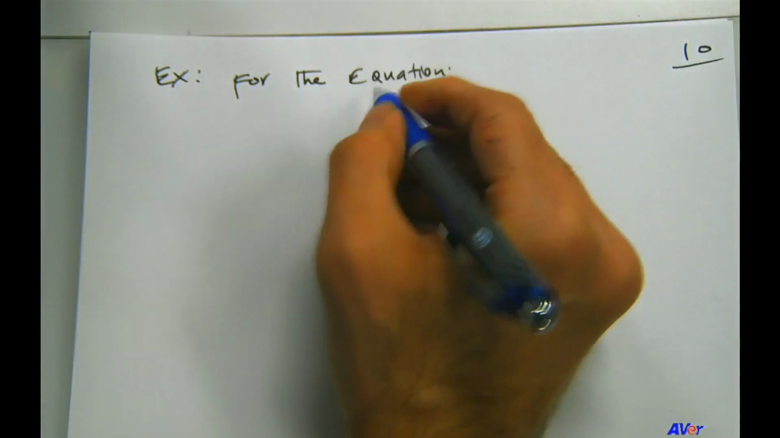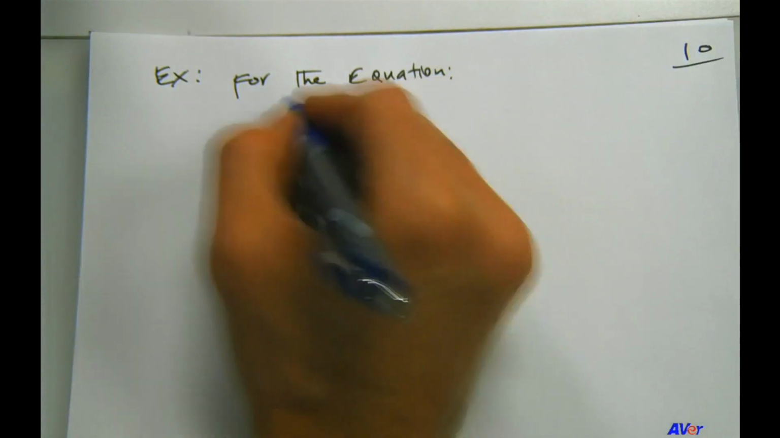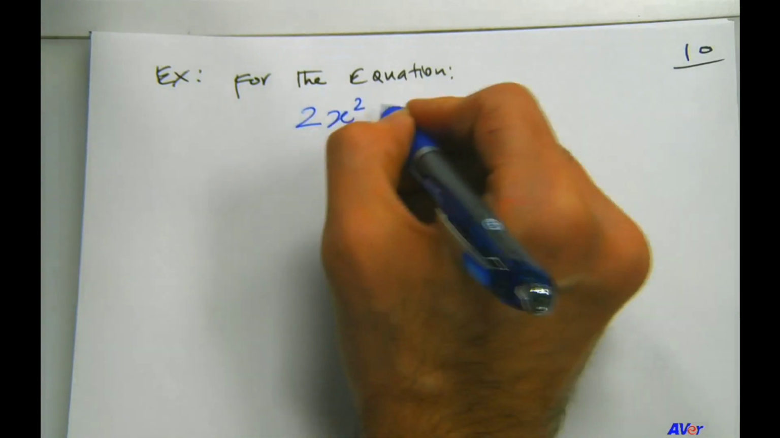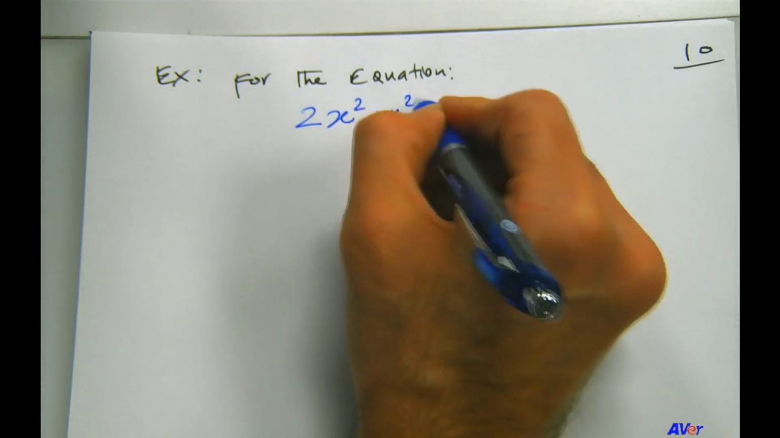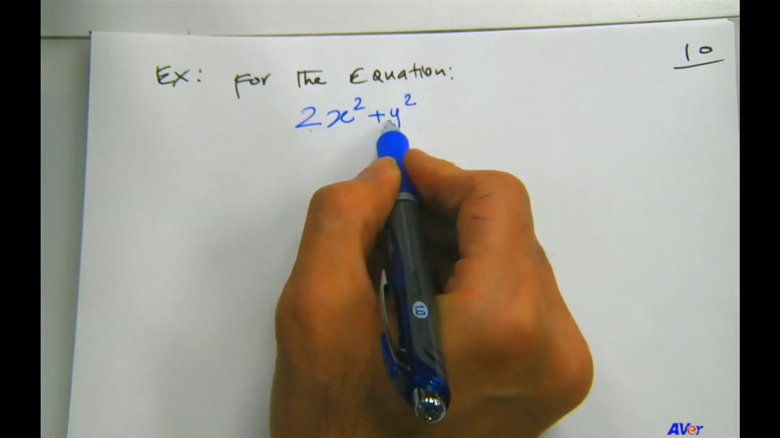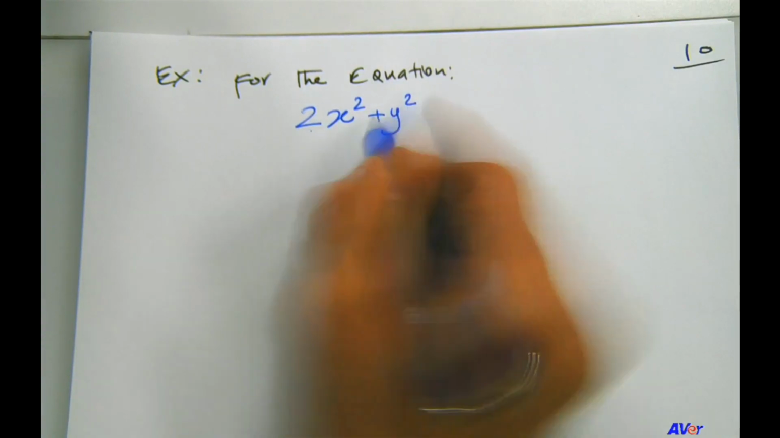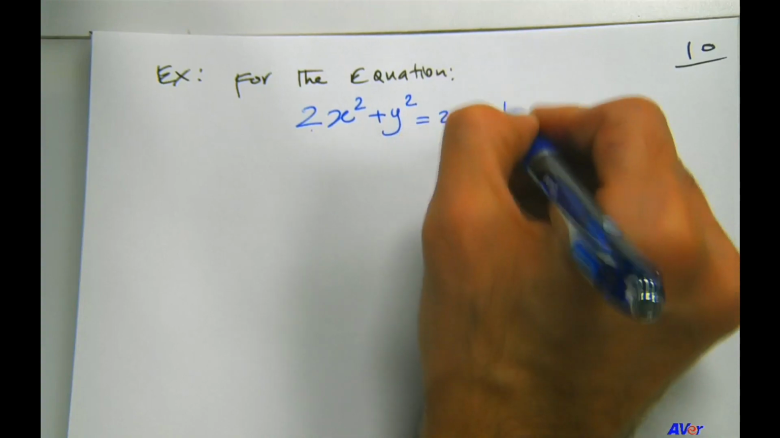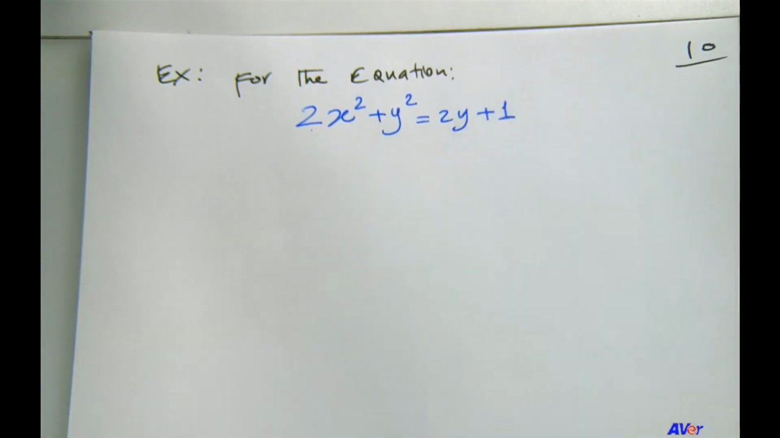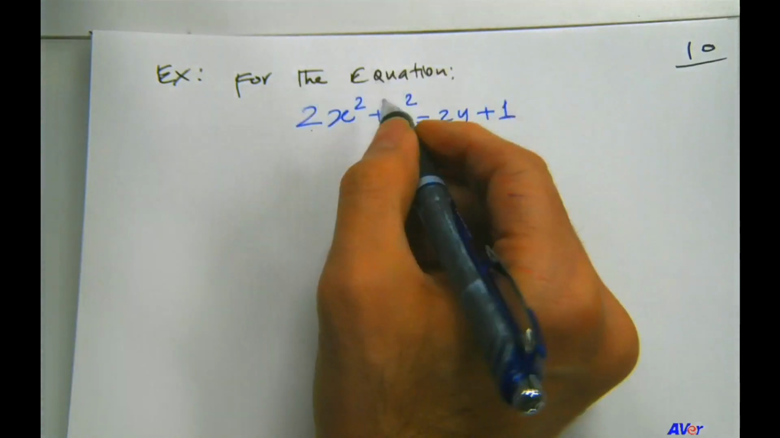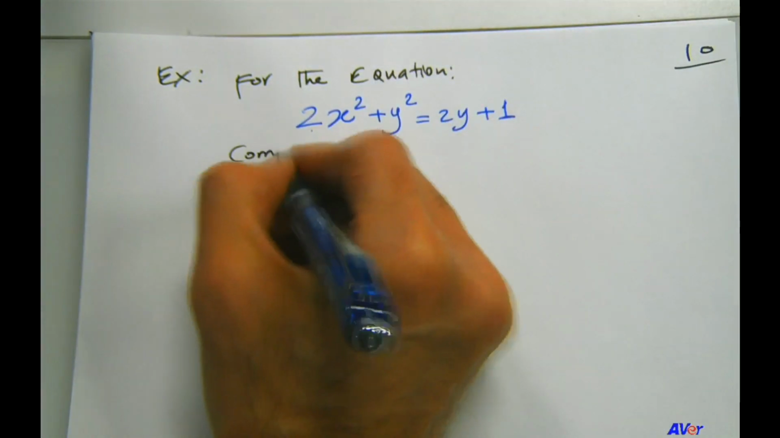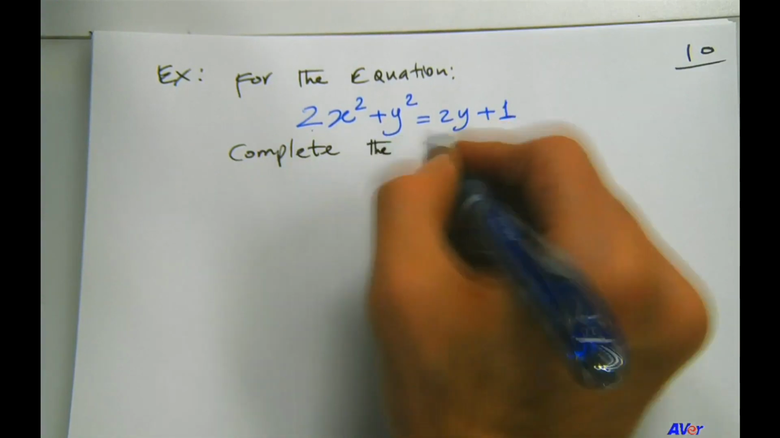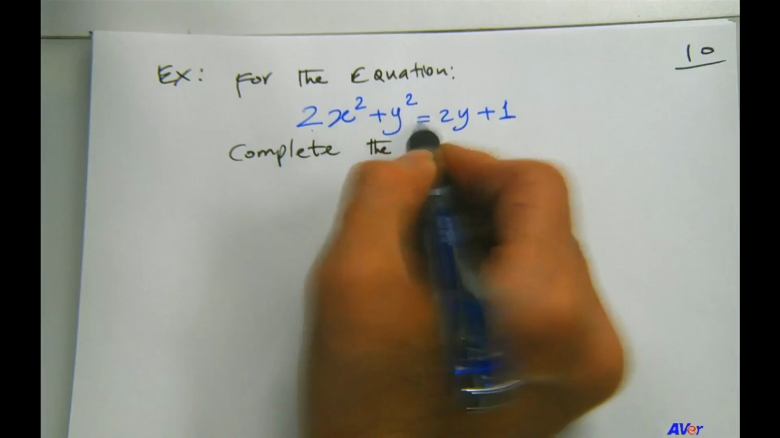So for this equation that we are being given, 2x squared plus y squared, right? That's A and C, right? They're both non-zero. Equals 2y plus 1. For this equation, we're asked to complete the square. That will be for the x and y terms.